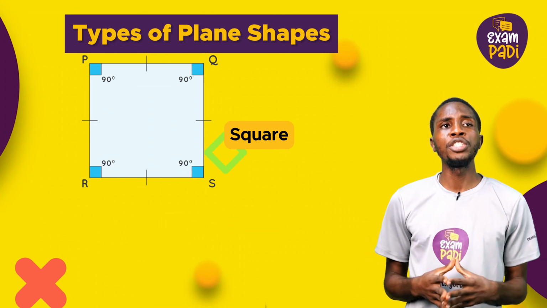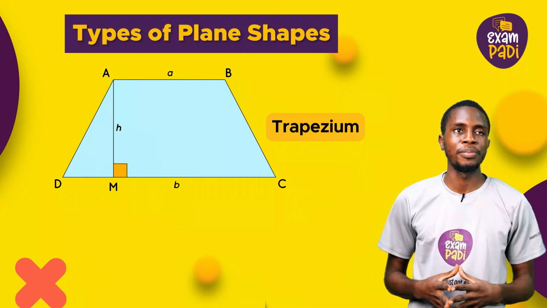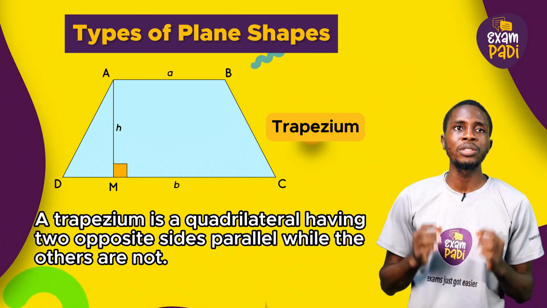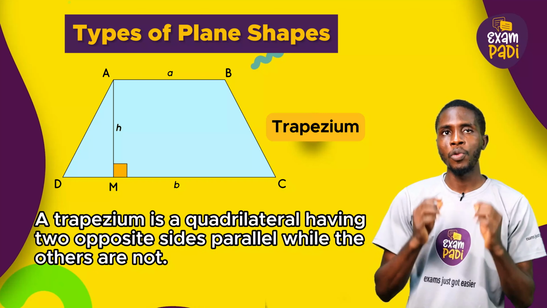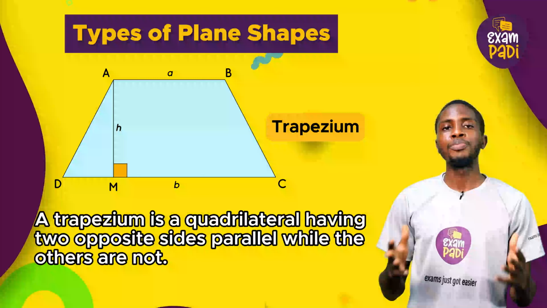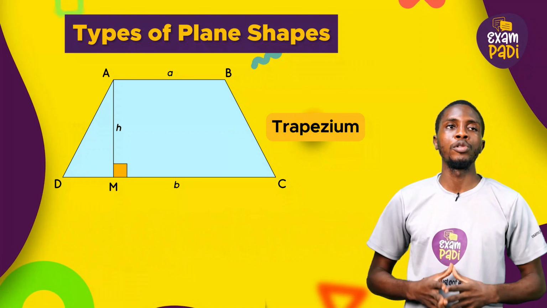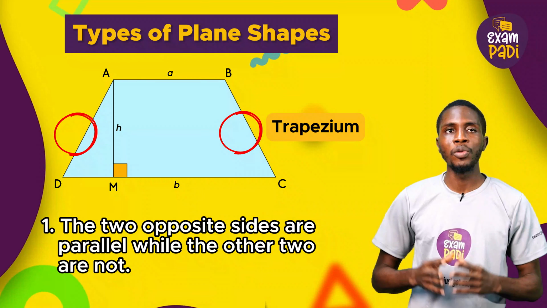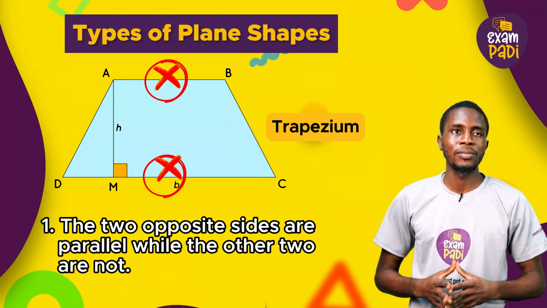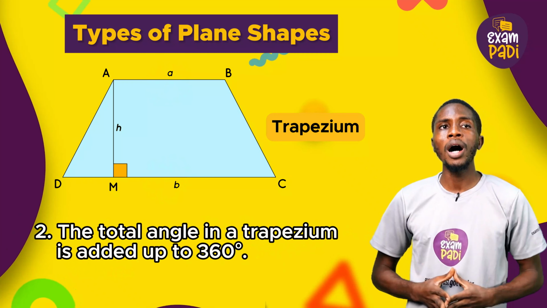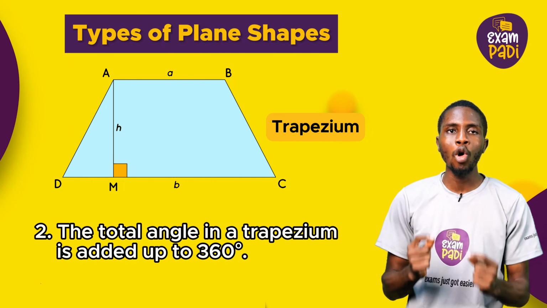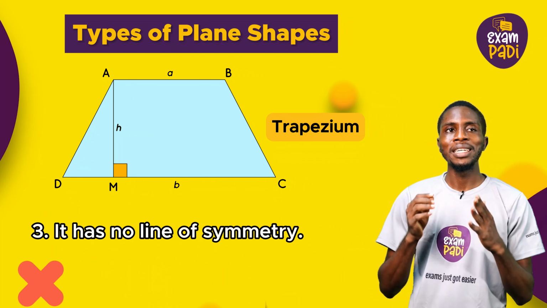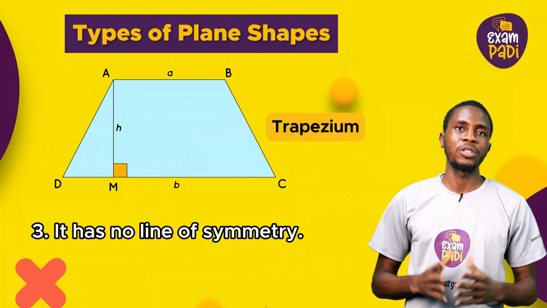The third type of plane shape we'll be looking at is a trapezium. A trapezium is a quadrilateral having two opposite sides parallel, while the others are not. The properties of a trapezium include the following. 1. The two opposite sides are parallel, while the other two are not. 2. The total angle in a trapezium adds up to 360 degrees. 3. It has no line of symmetry.